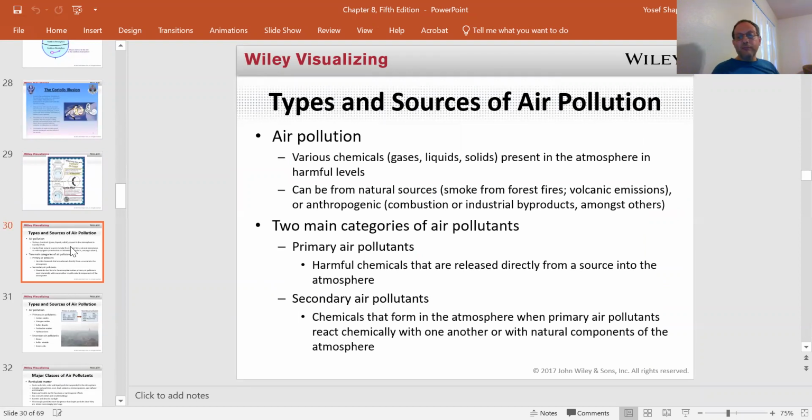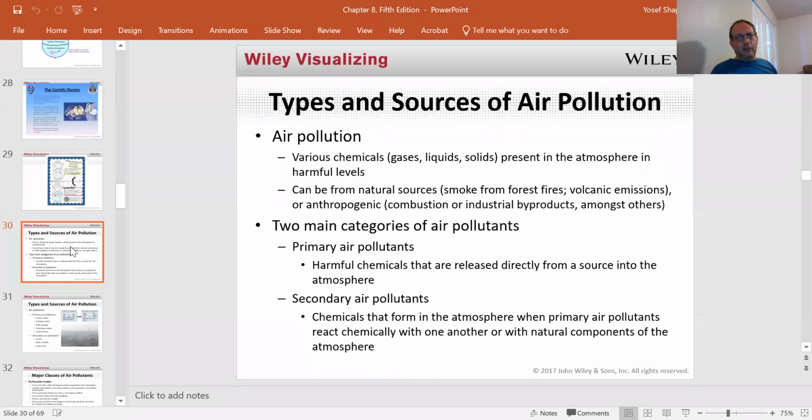Now we're getting into some more heavy-duty science here, because there are going to be names of chemicals and how they interact and react in the atmosphere. This is the type of stuff you have to go through carefully and make sure you understand. We're going to talk about two categories of air pollution: primary and secondary pollution. The main difference is that primary pollutants are chemicals released directly from the source into the atmosphere, and they don't change.